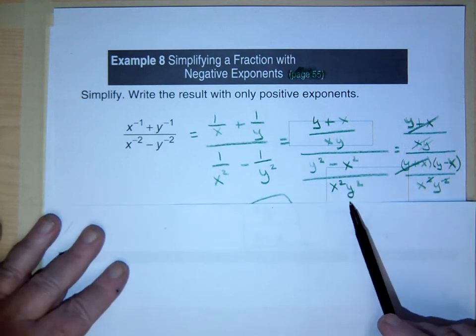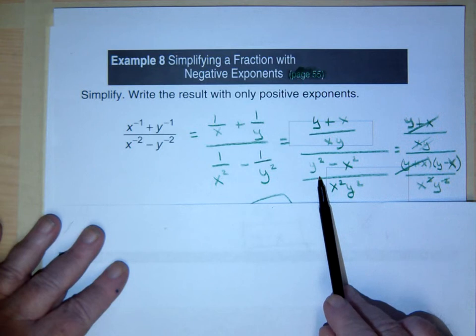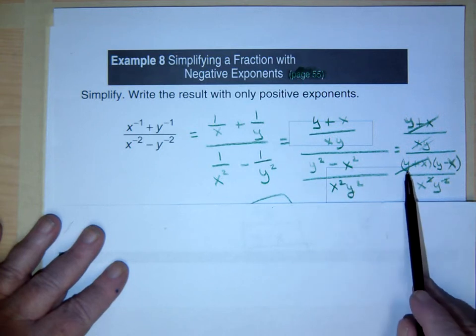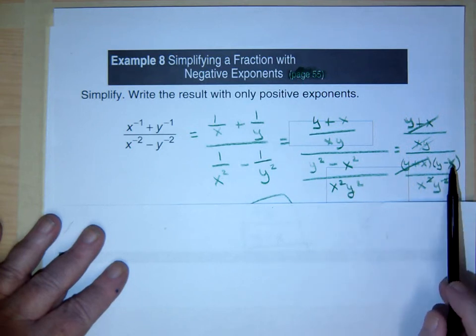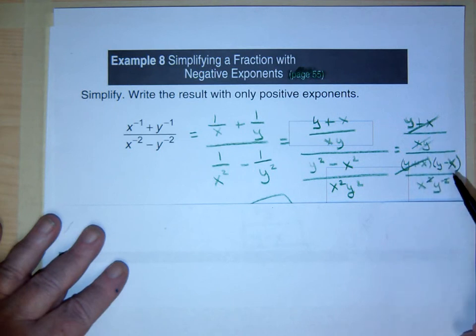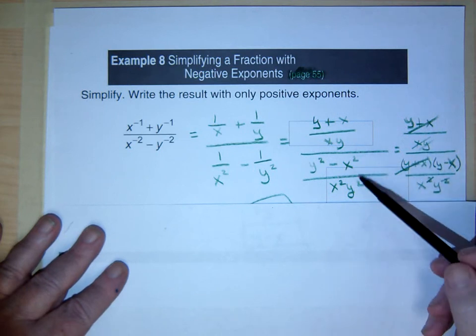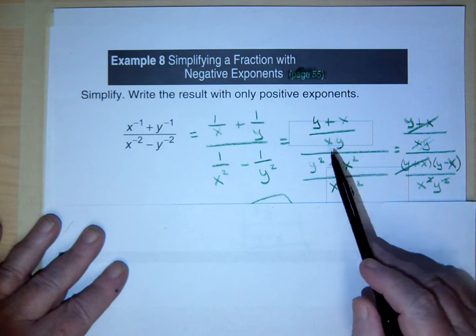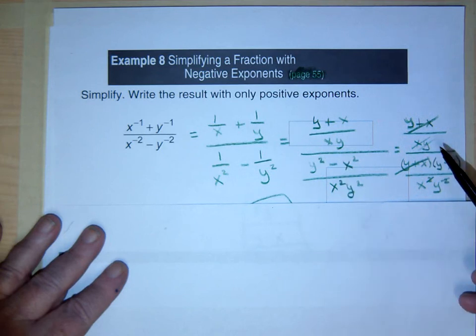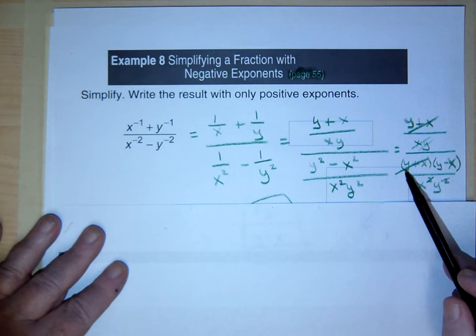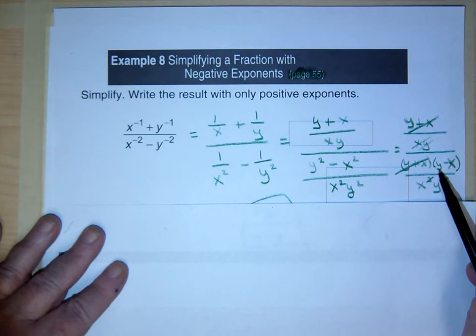Now what will happen then, though, y squared minus x squared will factor into y plus x times y minus x, y plus x over xy. So what will happen is this is xy squared, this is xy to the first power, so this will cancel with one of those factors, leaving me just with xy in the denominator, and this y plus x will cancel with this y plus x, leaving me just with y minus x.